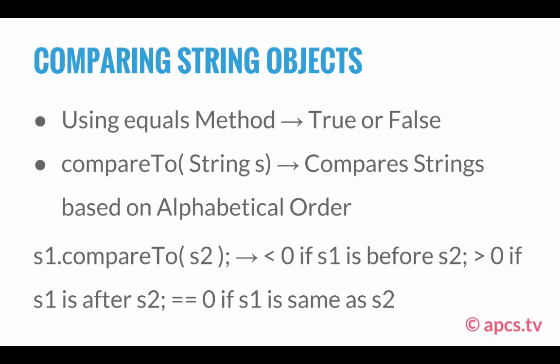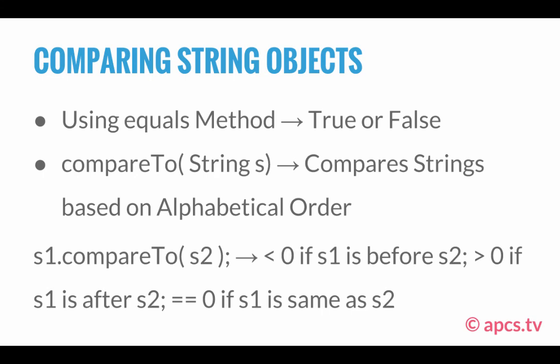So if you were to compare two strings and the value compareTo returns is less than 0, that means that s1 is before s2 in a dictionary. If the value it returns is greater than 0, that means that s1 is after s2 in the dictionary. And if it equals exactly 0, that means that s1 is the same as s2.